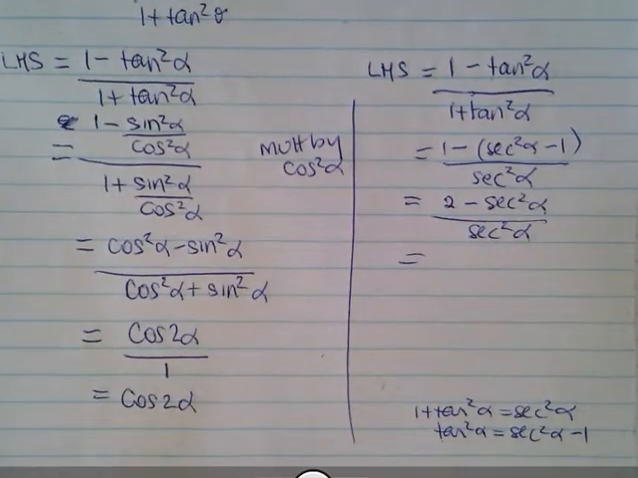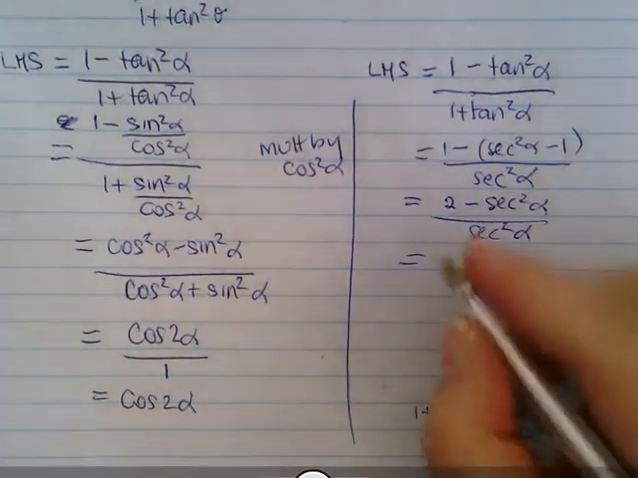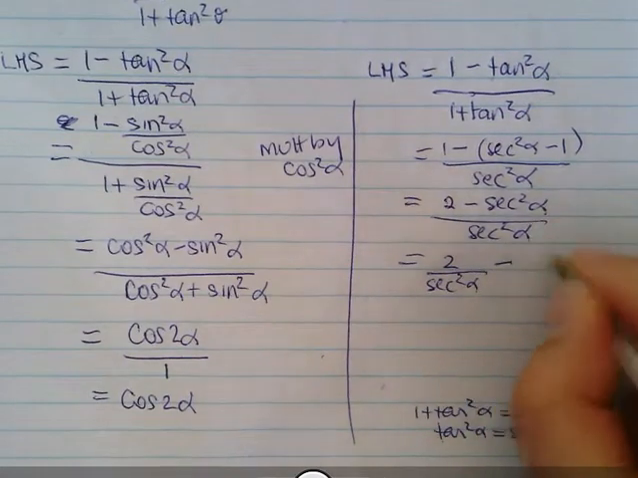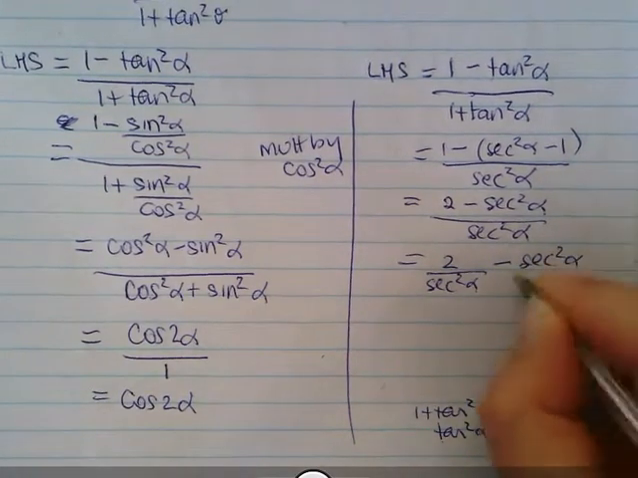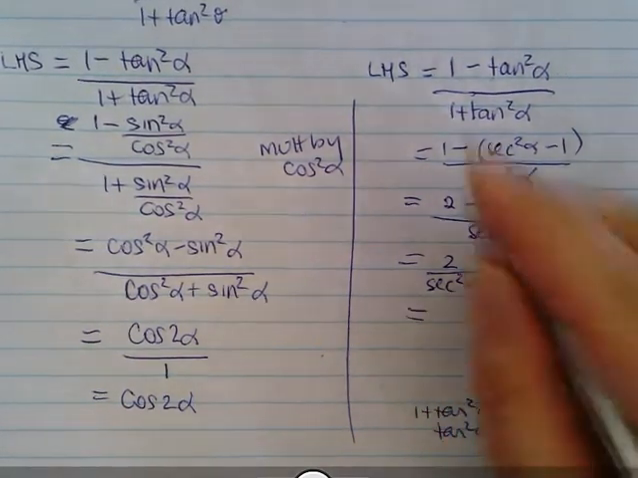What would I do now if it was like this? It's not so bad because there's one denominator. Isn't that 2 over sec squared alpha minus, no, this is not good. This isn't leading us anywhere, is it? No. So we're going to leave this.